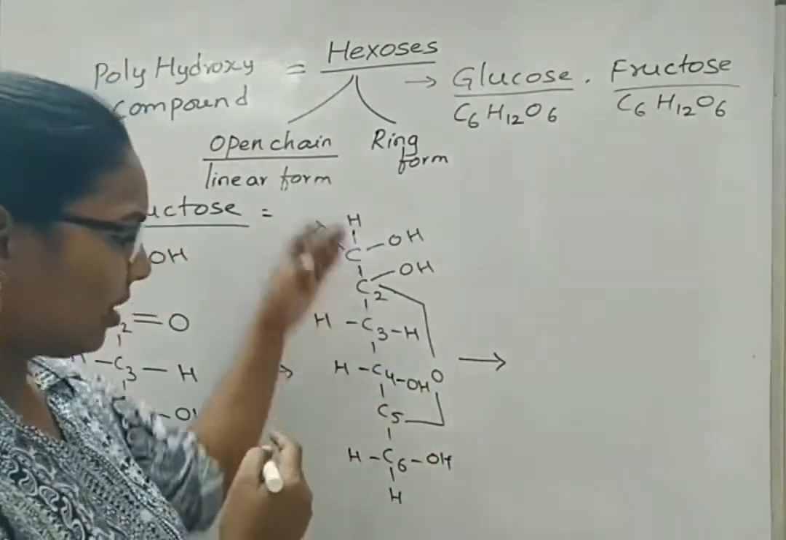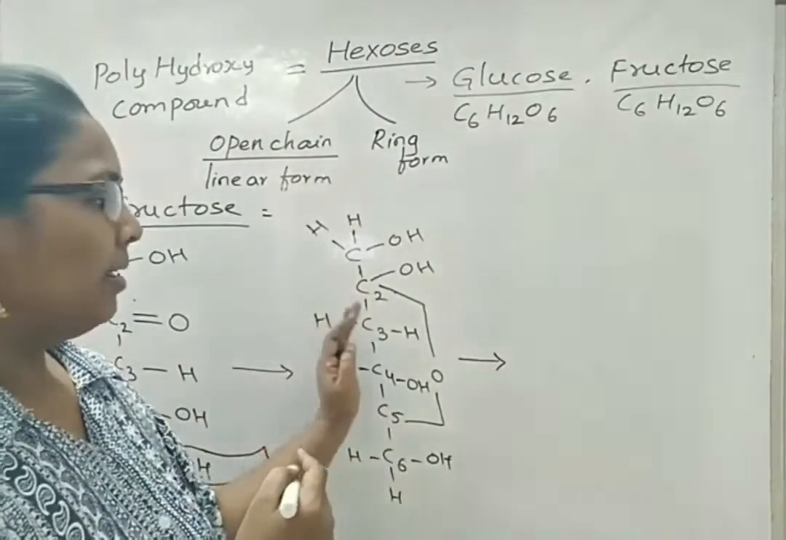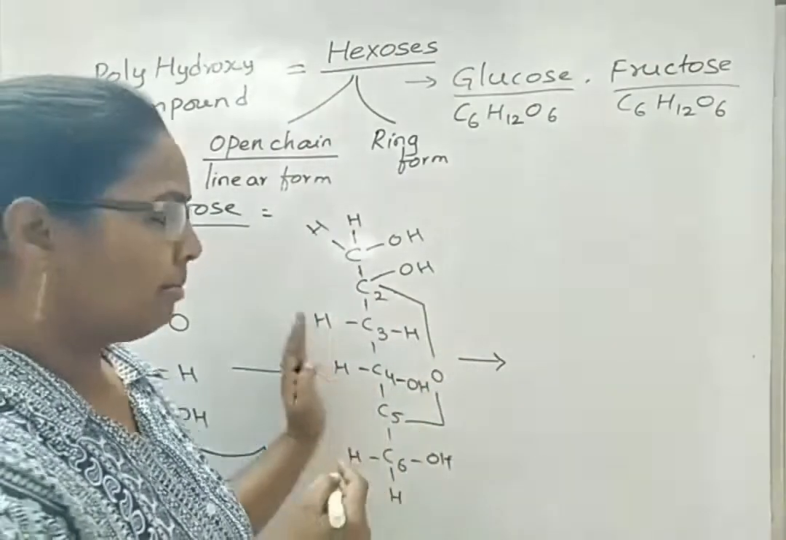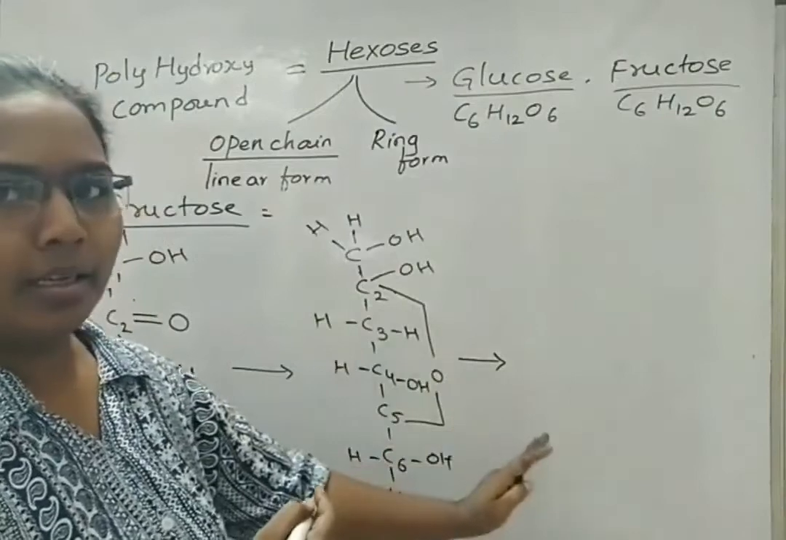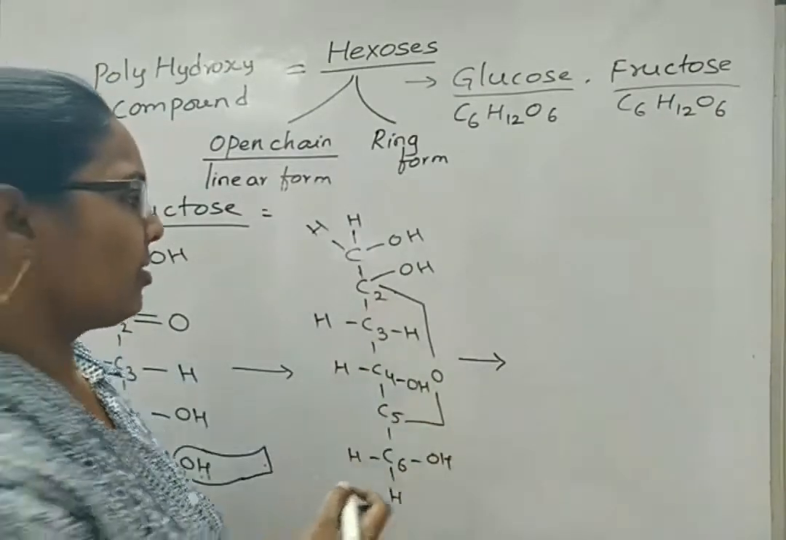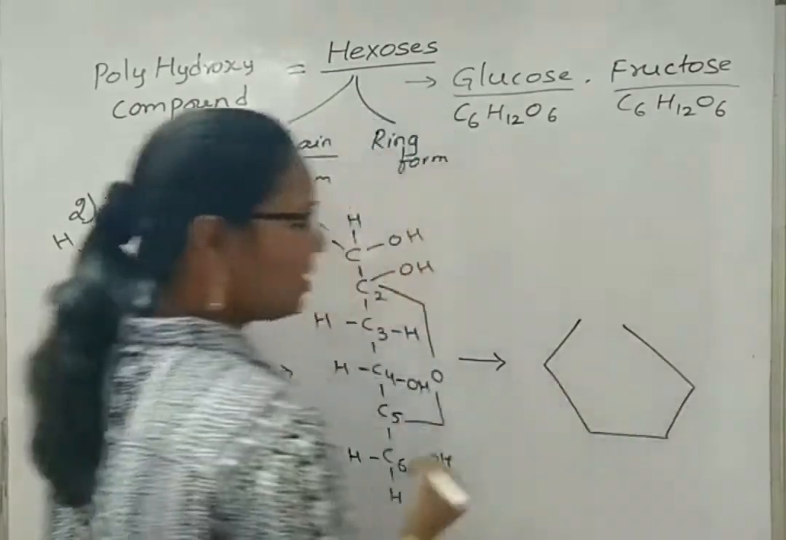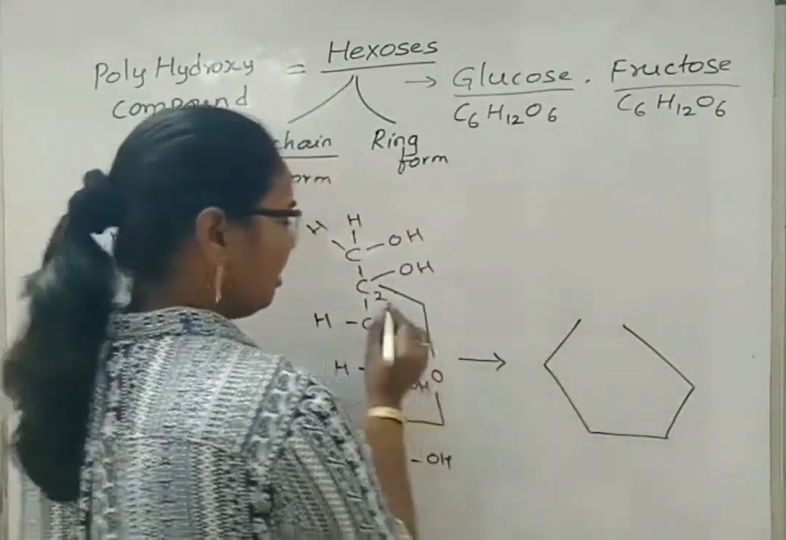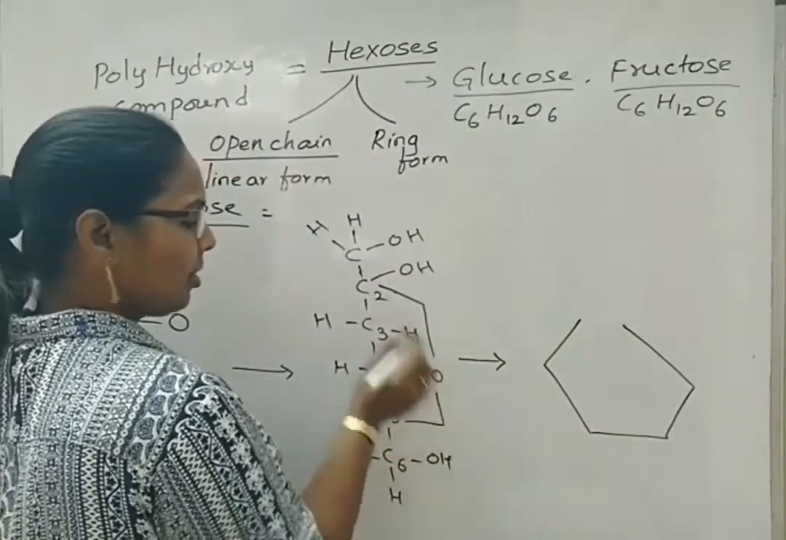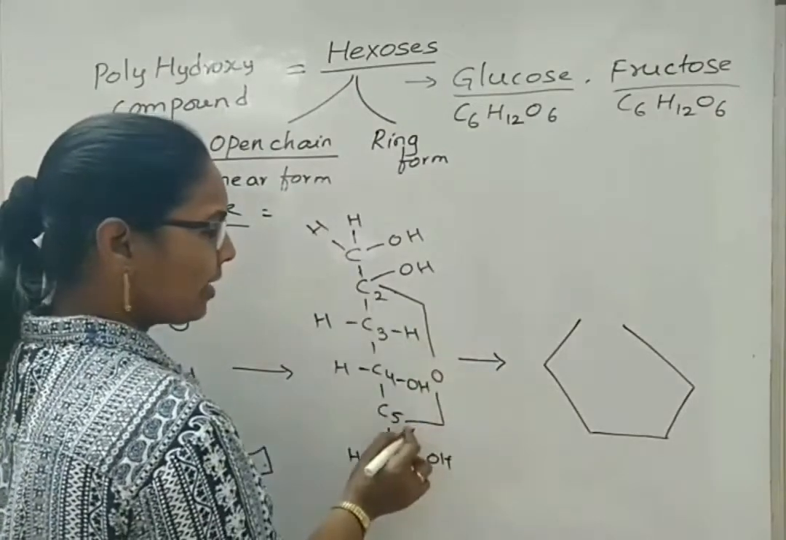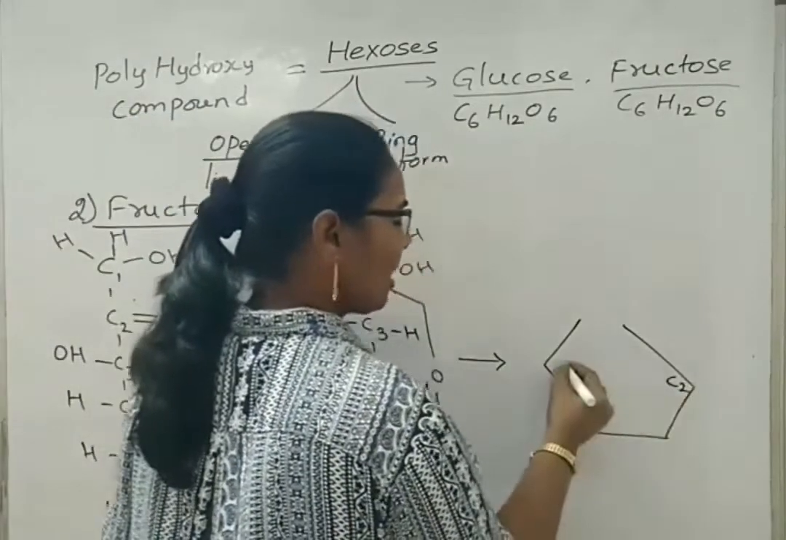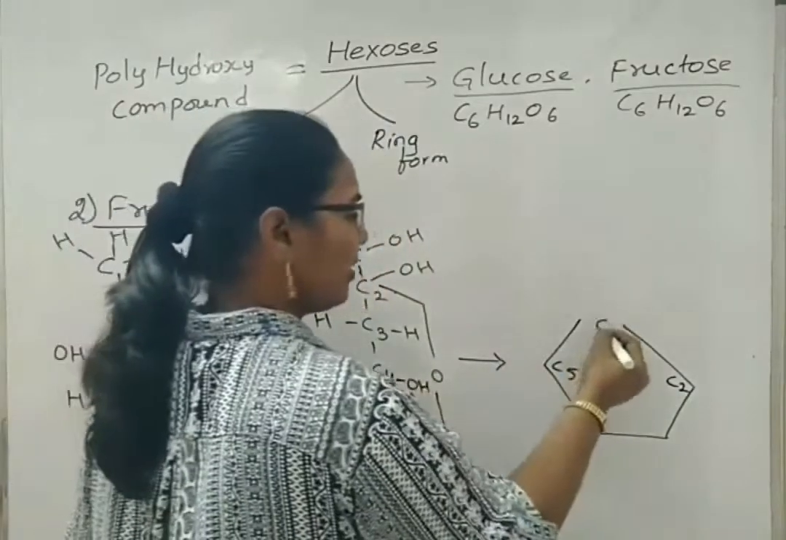Actually here it is not in this form. We should not write like this. We should directly express it in the form of a ring. But just to tell you how the ring is obtained, I have drawn this structure. If you consider this structure like this, there is an oxygen bond between carbon 2 and carbon 5. So I am representing carbon 2, carbon 5 here and one oxygen here.